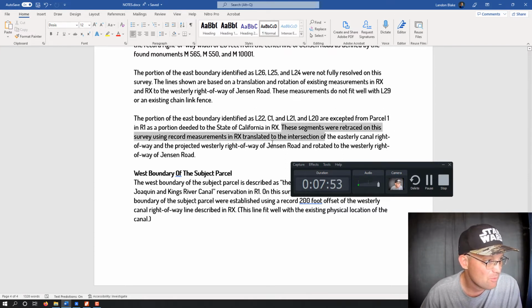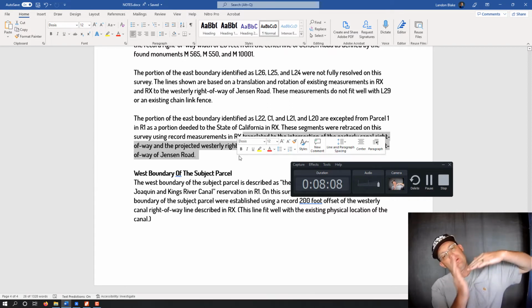Then I say these segments were retraced on this survey using record measurements in that highway deed, translated to the intersection of the easterly canal right-of-way and the projected right-of-way line of Jensen Road, and rotated to the westerly right-of-way of Jensen Road.